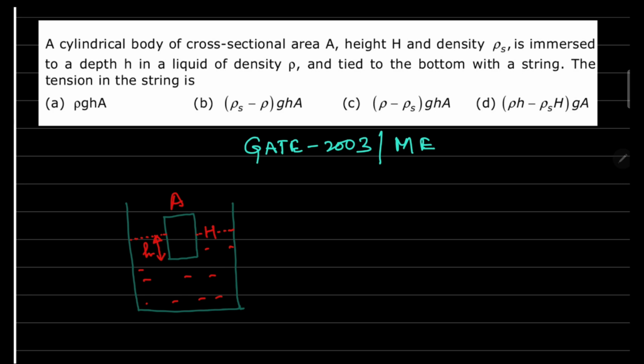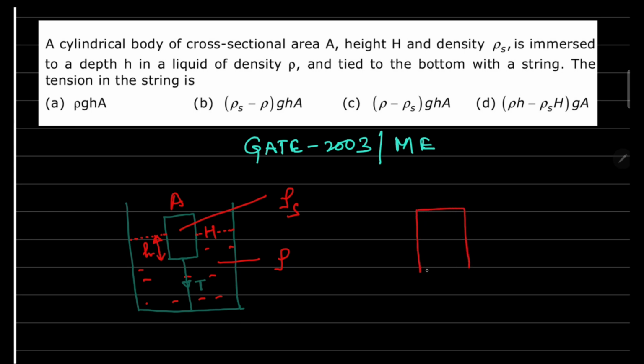Now it says that the liquid density is rho and the solid density is rho s. And another important thing is that this is connected with a string from the bottom. Now it asks what will be the tension in this string. So first of all we need to draw the free body diagram of this particular body.